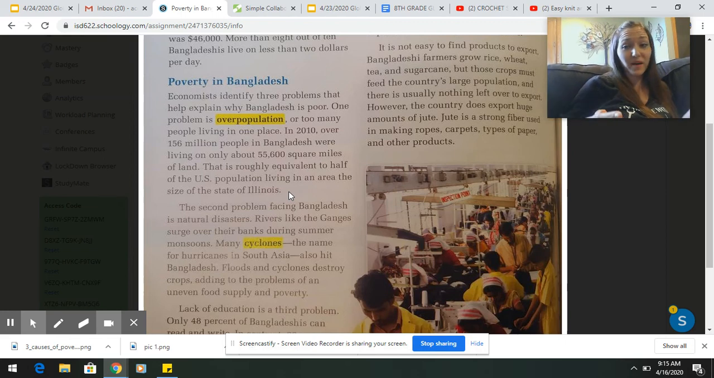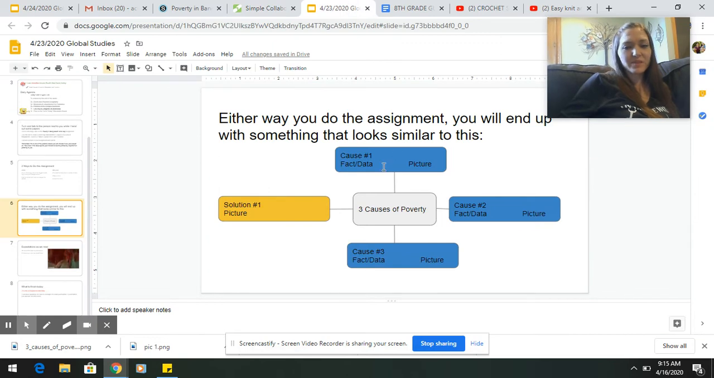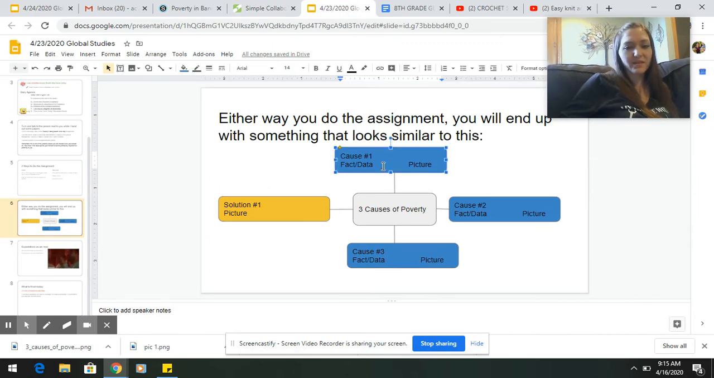We have half the population of the United States squeezed into the state of Illinois. That is overcrowded. So that's what I would use for my data. You could use the first piece of data if you would like. But for me, the second one kind of makes more sense. So I would write that piece of data right here and then draw or look up a picture on Google that would demonstrate the information in that box.